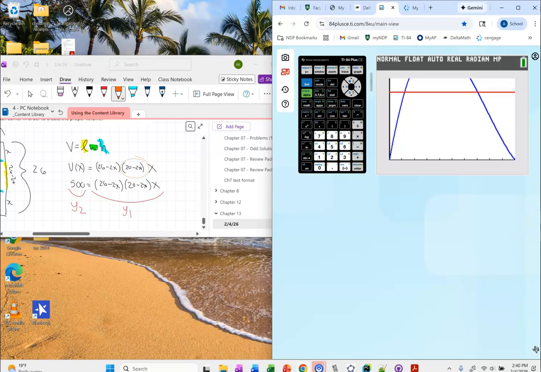What am I looking for? The intersections. Now, if I subtracted the 500 over so it was equal to 0, then I could look for the x-intercepts. But I'm just going to leave it the way it is and find the intersection. It's kind of doing the same thing.